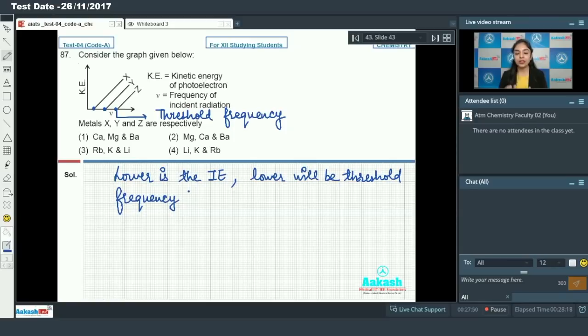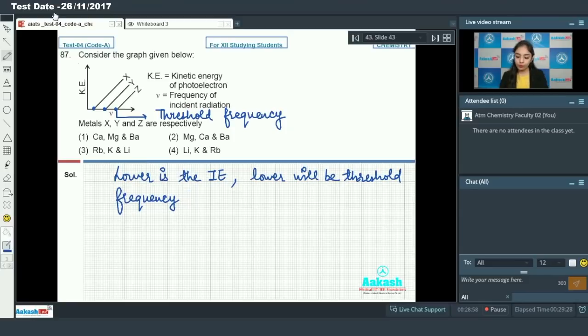इसका मतलब क्या हुआ कि जितनी आयनाइजेशन पोटेंशियल मेटल की कम है, meaning it is very willing to donate the electrons, and threshold frequency is the minimum frequency to eject an electron from the metal. So जितना ज्यादा उस मेटल का nature होगा to donate the electrons, तो frequency उसमें कम लगेगी. That is why lower is the ionization potential, lower will be the threshold frequency.